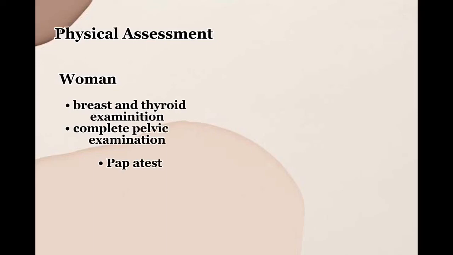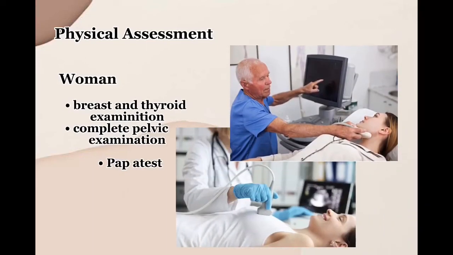So for women, a woman should undergo breast and thyroid examination. It is necessary to rule out current illness. The thyroid examination is important as it's often the first step towards diagnosing thyroid diseases such as Graves' disease, Hashimoto's thyroiditis, and multinodular goiter. Both inspection and palpation are important aspects of the thyroid examination.